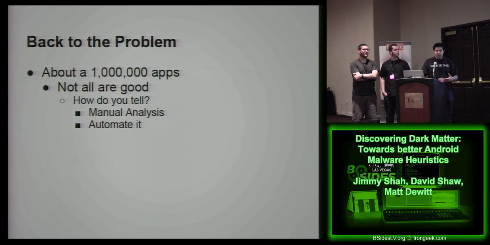So we're looking at 1 million apps, right? We don't know if any of them are good necessarily. How would we find out? We can do it by hand, and 1 million apps is a heck of a time sink. Also a giant, really giant haystack. So we can do it manually and it'll take us forever, or we can automate it and actually save some time.